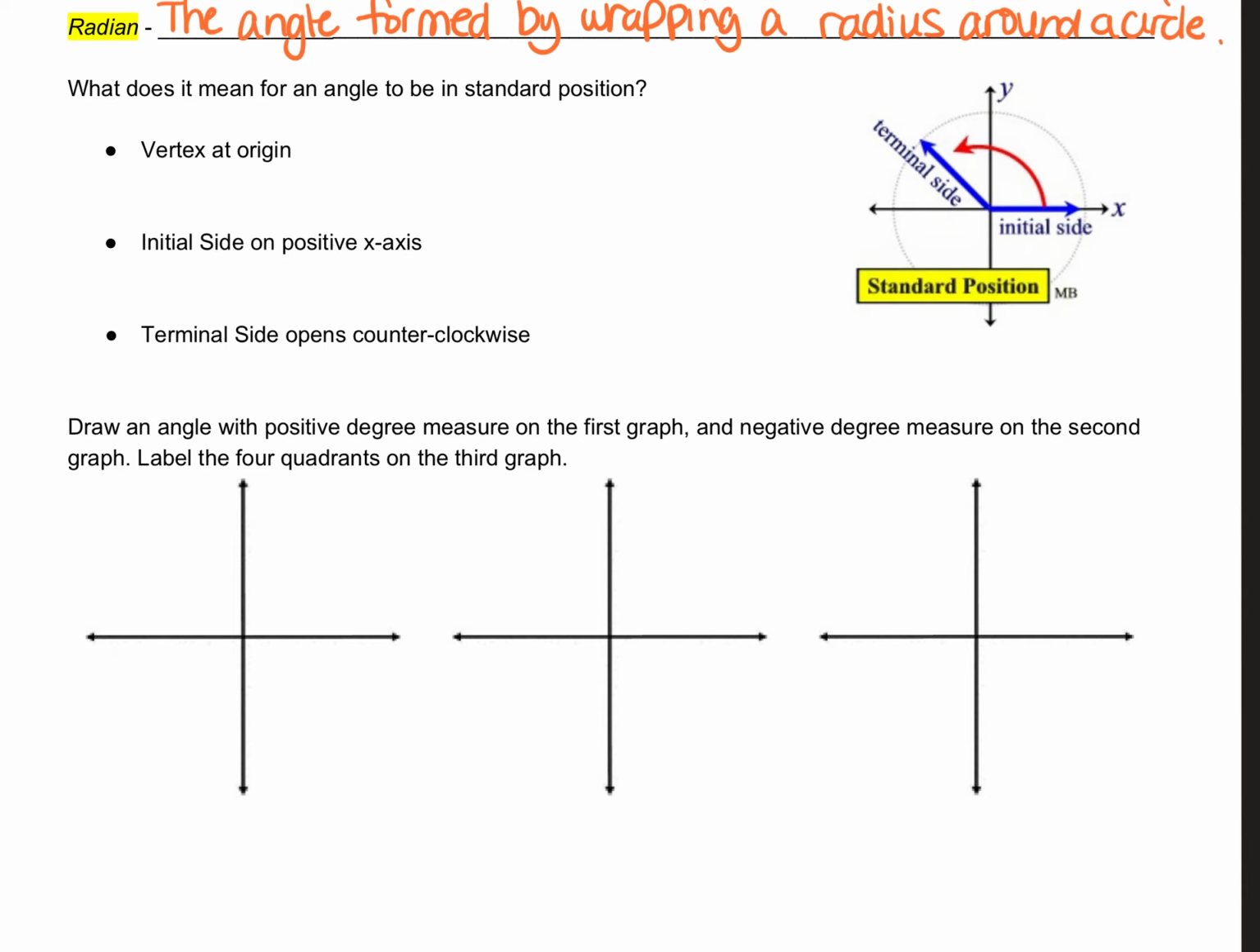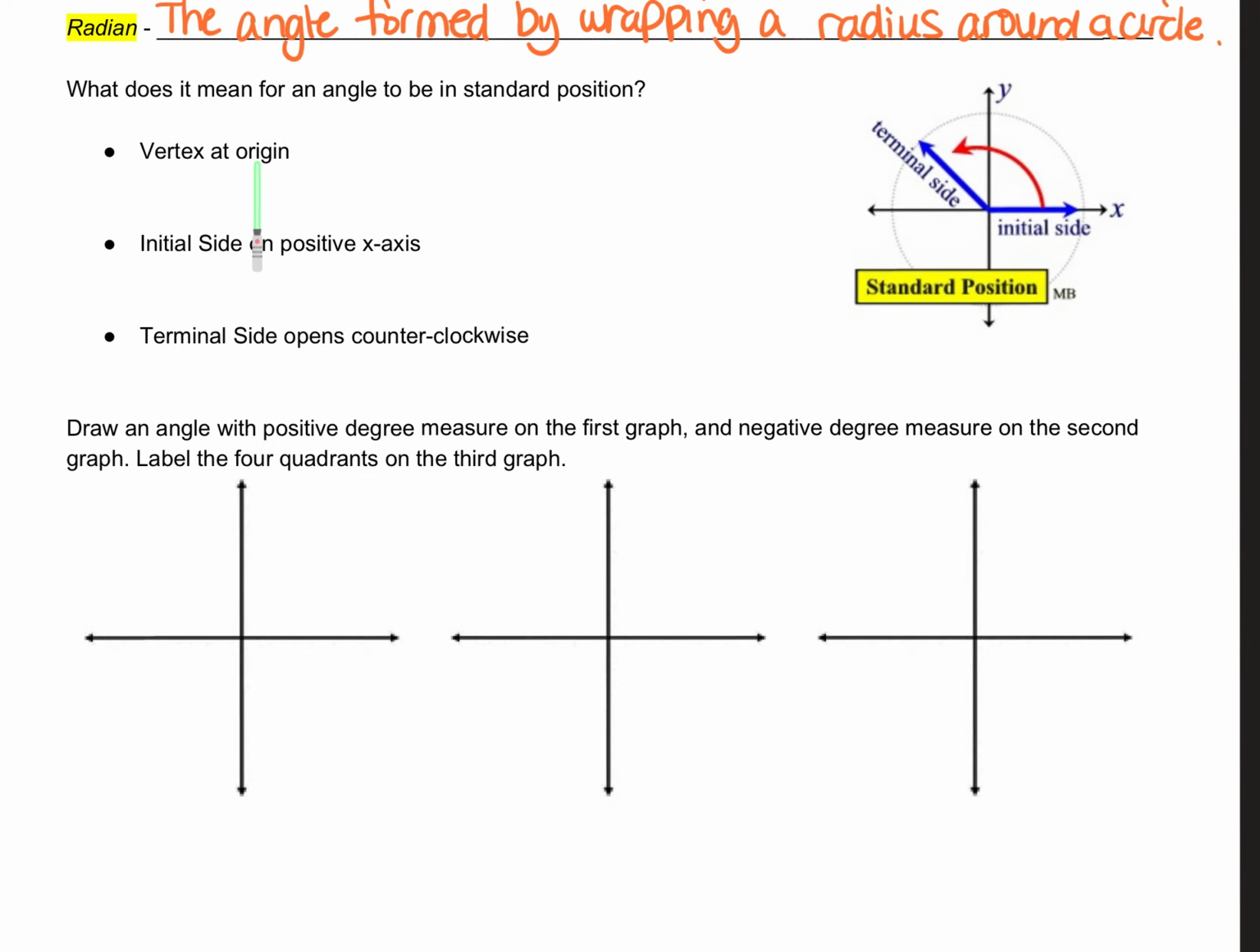So let's begin by talking about what it means for an angle to be in standard position. There are three things that need to happen. First of all, the vertex must be at the origin of the coordinate plane. If we look at our picture here, our vertex is at the origin. The initial side is the positive x-axis. Whenever we have an angle in standard position, the positive x-axis is going to be our initial side. That's going to be the start of our rotation.